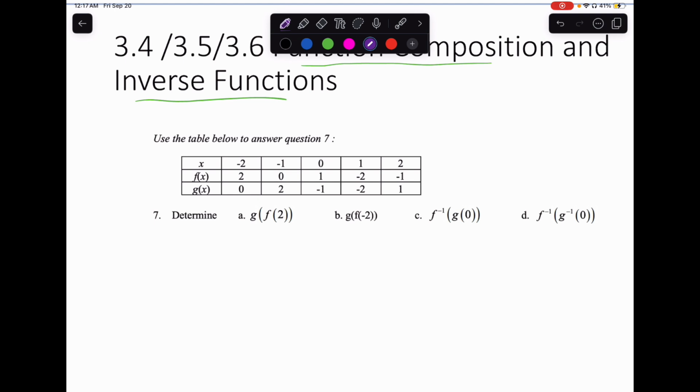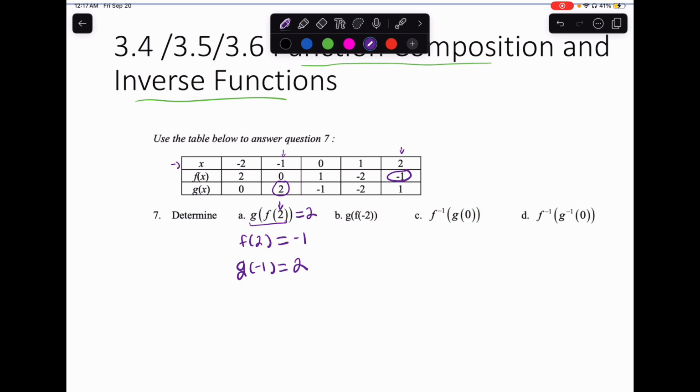Since this is just a regular function composition, we know that 2 is the input to f of 2. So we would have to find what f of 2 is. If 2 is the input, we look at our x's and look for the number 2 right here. And we want f of 2, which is right here, -1. So then g of -1, similarly, x is -1, and g of -1 is 2. So g of f of 2 equals 2.